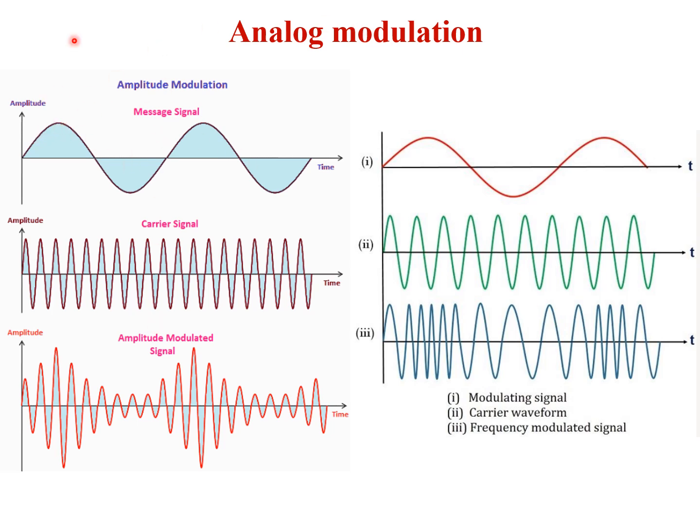This is amplitude modulation. The first signal is the message signal, or low frequency signal, or baseband signal. The second one is the carrier signal, or high frequency signal, and the last one is the modulated signal. This is the amplitude modulated signal and this is the frequency modulated signal.